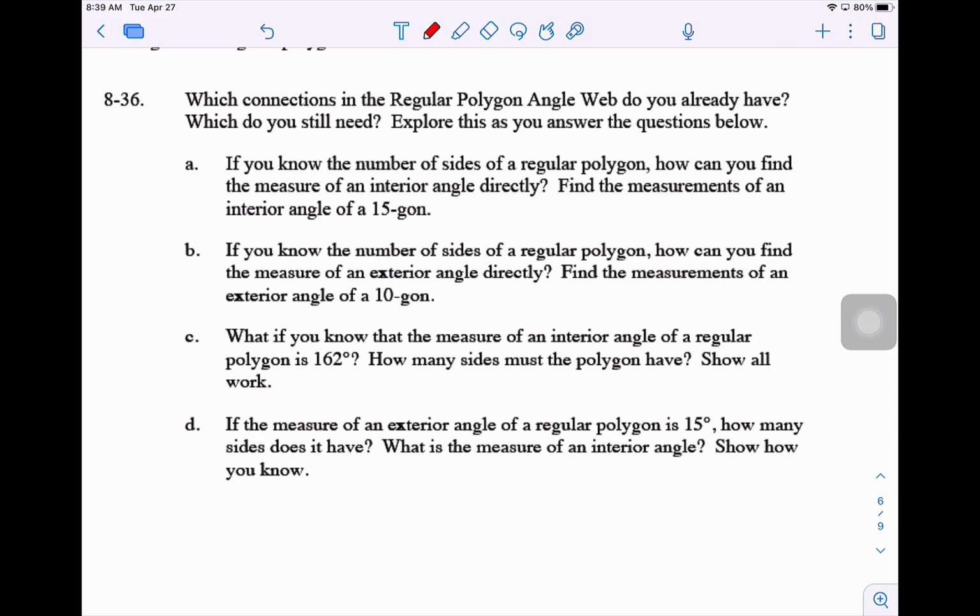So this is the sum of all 15 angles. And then we divide it by 15.